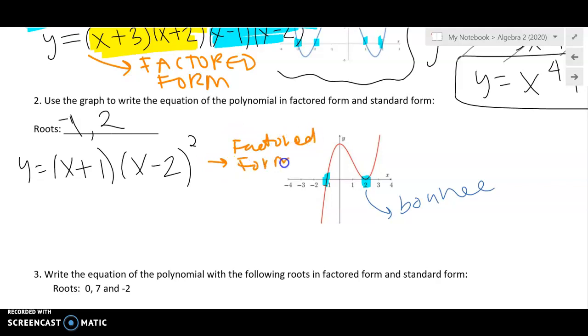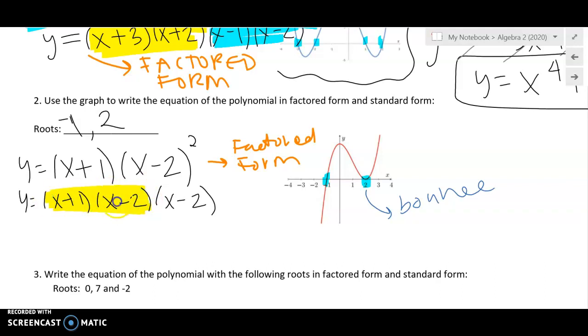We can then continue on to FOIL it to make standard form. And if we're going to FOIL this out, I'm going to go ahead and write this as x plus 1, x minus 2 times x minus 2. That means that's happening twice, right? There's 2 of those solutions. So remember, you can only do 2 pieces at a time.